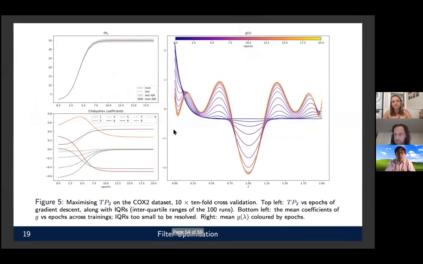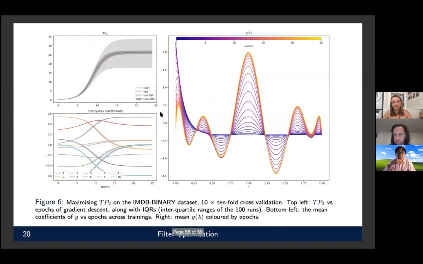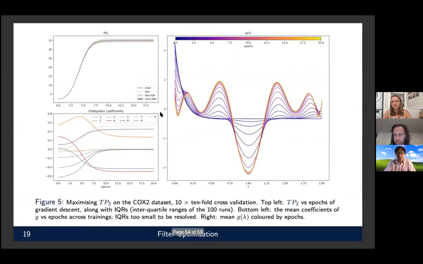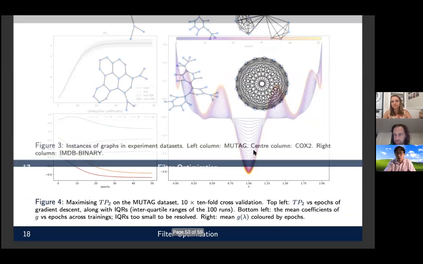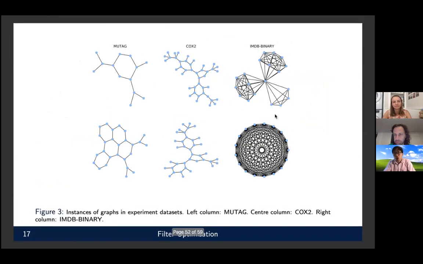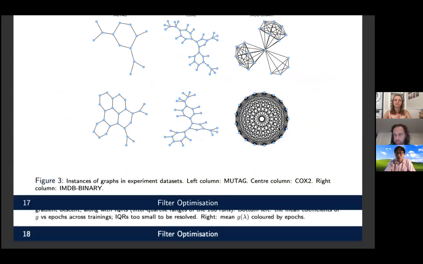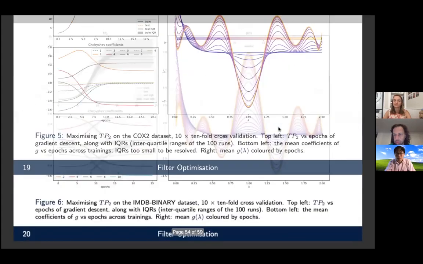And we repeat this for another data set, COX2, and the molecular one again shows excellent agreement between test and train. For the ego data set, we do see a bigger variance, but that data set is more variable, because that's the third column here. And as you can see, there's a huge difference between the graphs in the data set. So we're not surprised to see a variance.